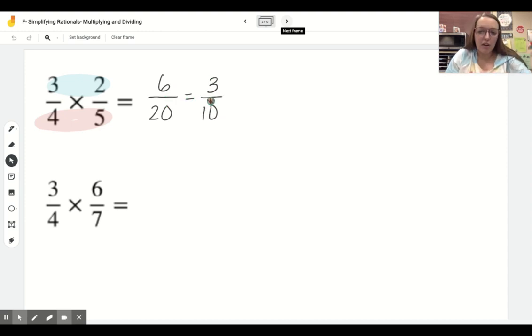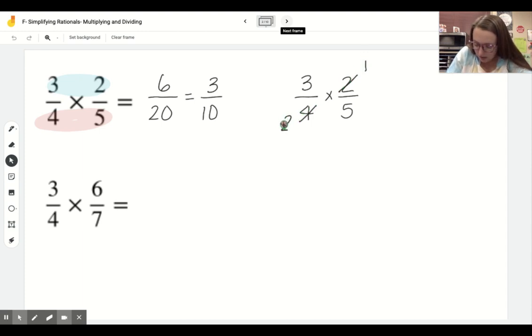Now, some of you might already be noticing that we could have simplified a little bit before we even did the multiplication. So if we go back to the original problem, we may notice that I've got 2 on the top and 4 on the bottom. I can simplify that to be 1 on the top and 2 on the bottom. And so if I do that, I get the most simplified answer right off the bat.